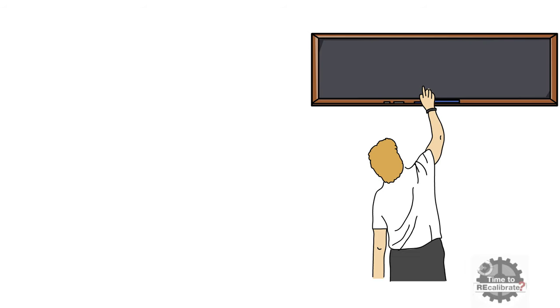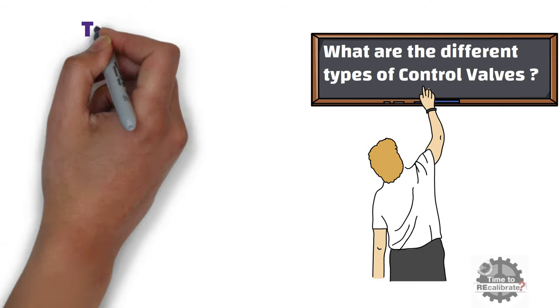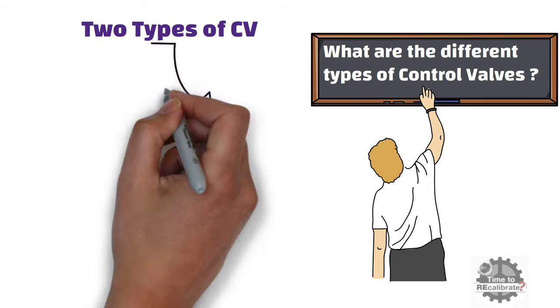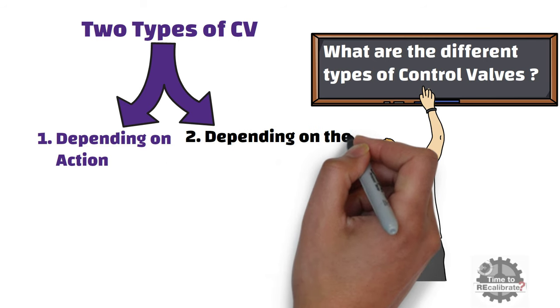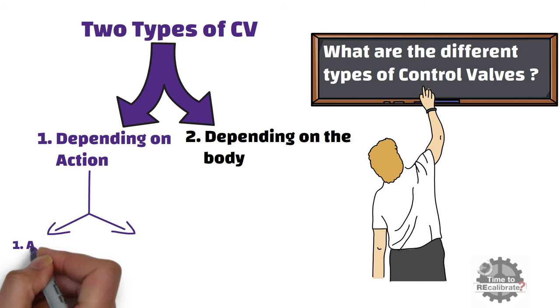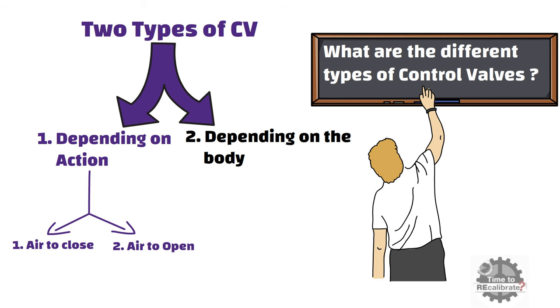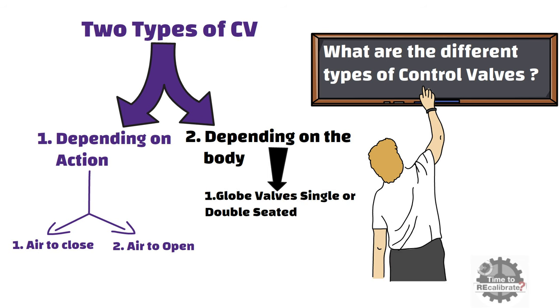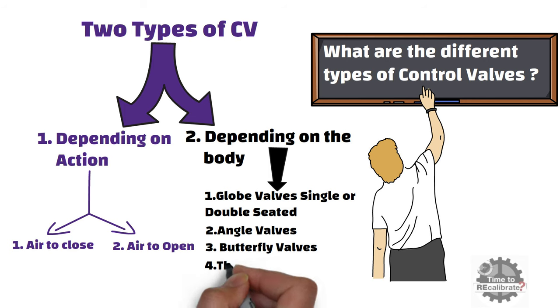Second most frequently asked question is, what are the different types of control valves? Control valve is mainly divided in two parts. First is, depending on action. And second is, depending on the body. In depending on action, there are two types. First is air to close. And second is air to open. In depending on the body, there are four types. First is globe valves, single or double seated. Second is angle valves. Third is butterfly valves. And fourth is three-way valves.